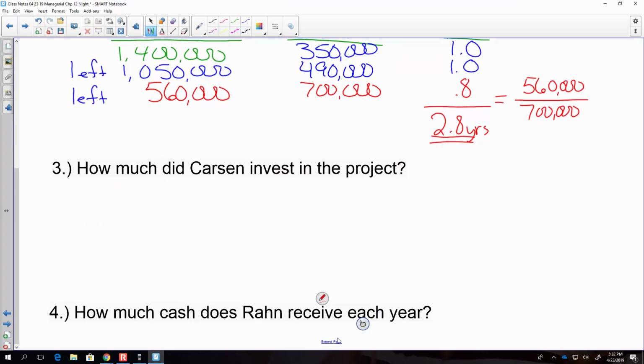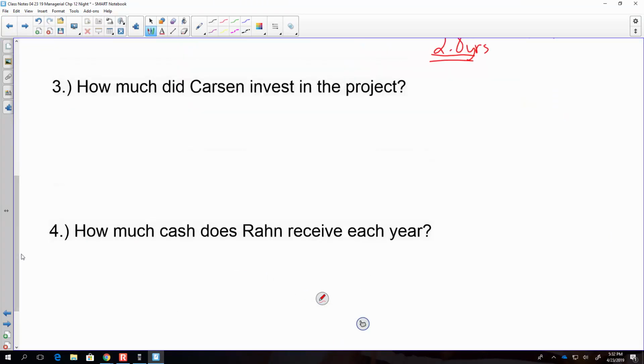Problems 3 and 4 are just extensions of the payback using algebra. It's always good practice to use a little bit of algebra here again. For letter C or number 3, how much did Carson invest in the project? Now I'm on page 683. It says here the payback was 4 years. The cash flow is 960. So we can simply do a formula. We don't know X, which is the investment. We do know the amount of cash flow per year was 960. So how do I solve for X? We've got to get X by itself. Both sides of the equation we multiply by 960. That gets X by itself.